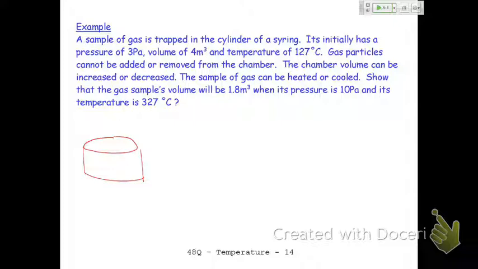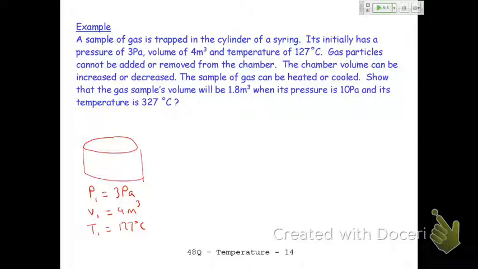Initially has a pressure of 3 pascal, so P1 equals 3 pascal. What's room pressure? Room pressure, what's that roughly? Atmospheric pressure in a room. 1... Pascal? Oh, in Pascal? Not 1,000. It's 101,000. So this is a really small pressure. And then the volume initial was 4 meters cubed. And the temperature initial equals 127 degrees C.